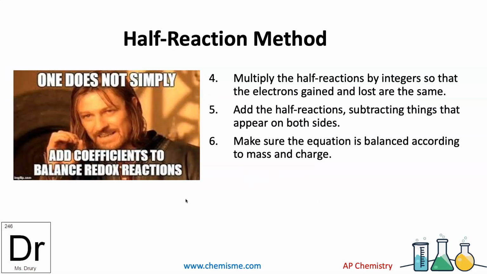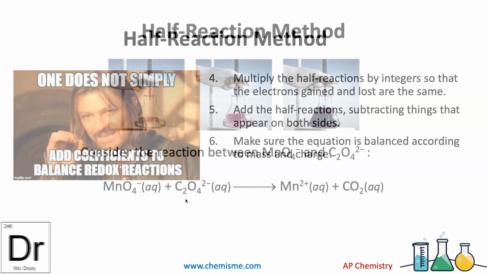Multiply the half reactions by integers like 1, 2, 3, or 4 so that the electrons gained are the same as electrons lost. You can't just lose electrons to the atmosphere. It has to be transferred perfectly. And then you're going to add the reactions back together, subtracting things that are appearing on both sides, kind of like Hess's law. And then make sure the equation's balanced, just a double check. It seems like a lot, and it'll get easier as we do examples.